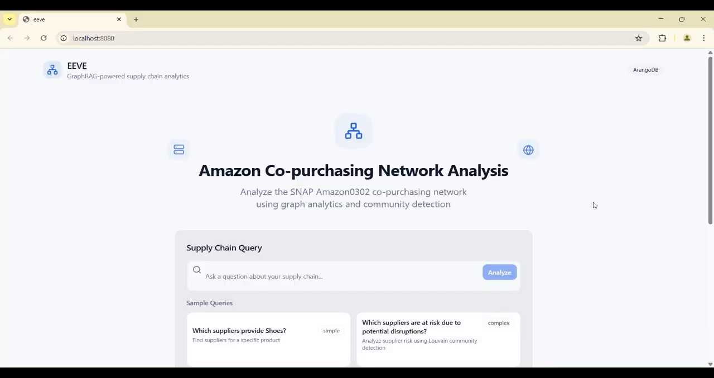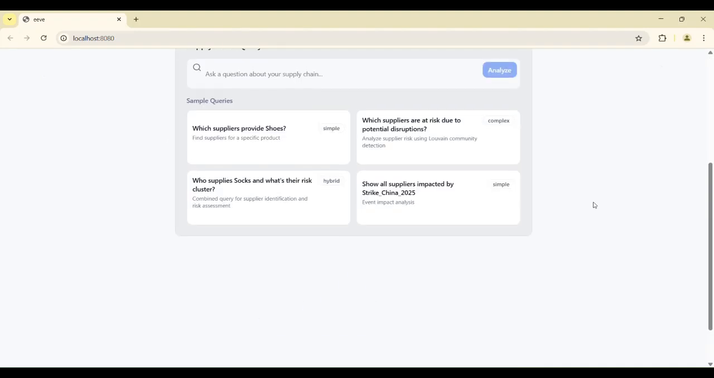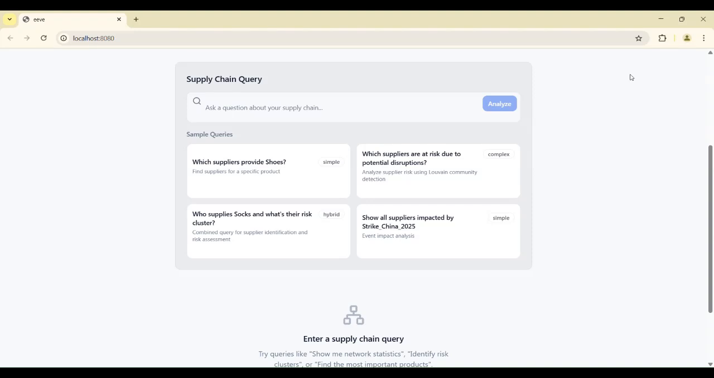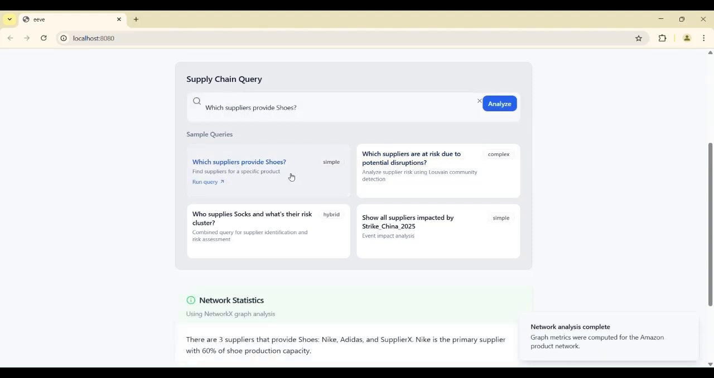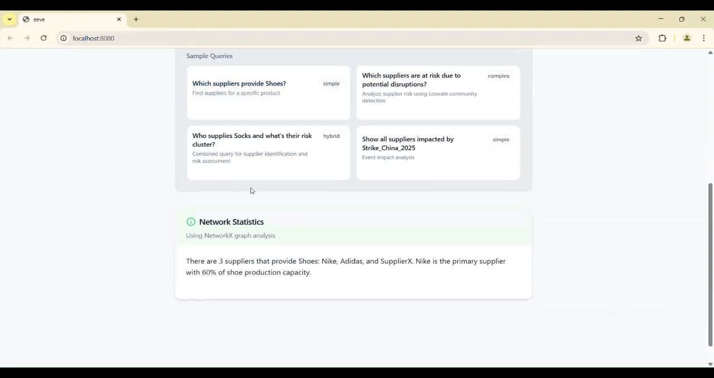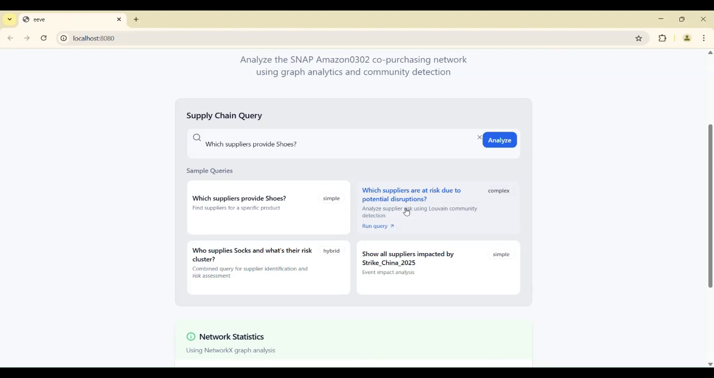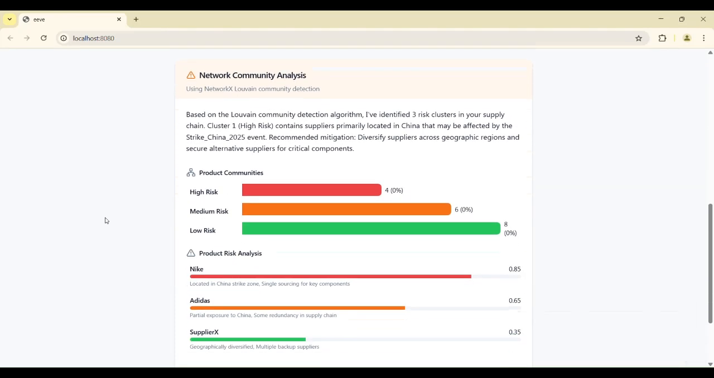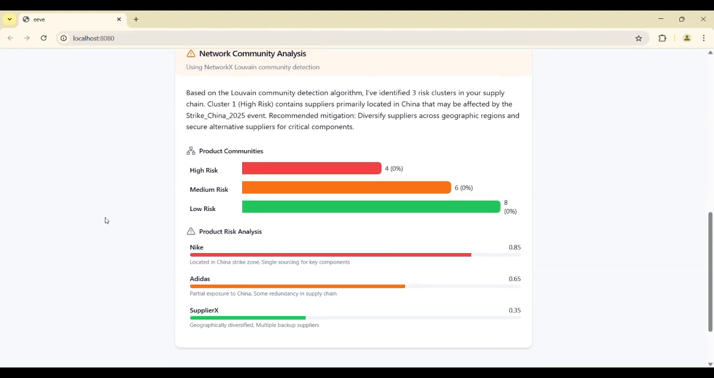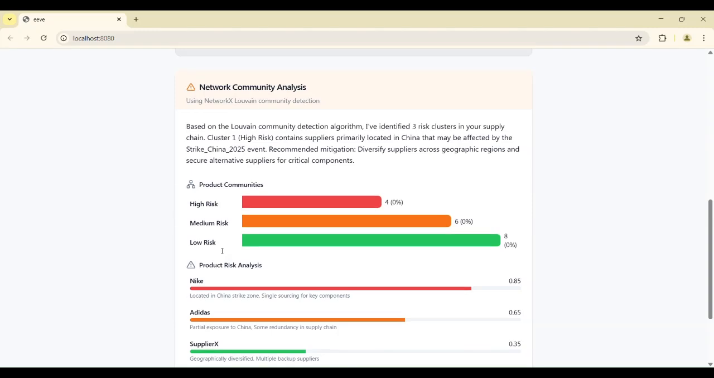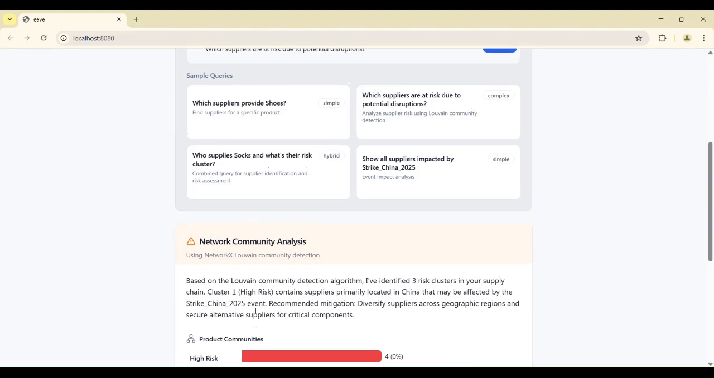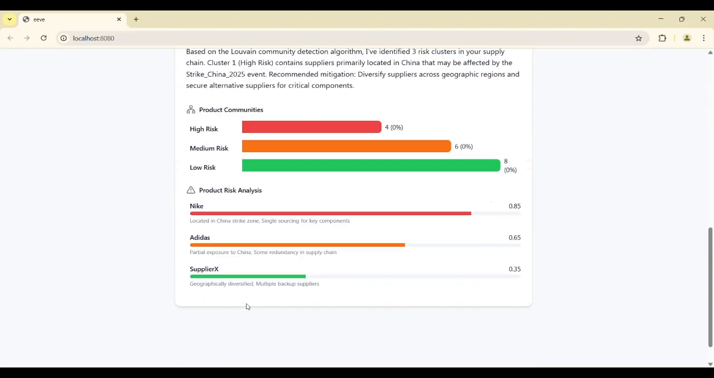All of this is integrated into this web application that I've created. Now over here I can just give any query, or I can also take a sample query as well. And here, which suppliers provide shoes: Nike, Adidas, and another pseudonym supplier X as well. And now, what suppliers are at risk due to potential disruption. So here, using Louvain community and checking into the neighboring nodes, I've taken specifically Nike, Adidas, and another supplier X. And this shows all of the risks and why, based on what factors and geographical regions it is being spread.